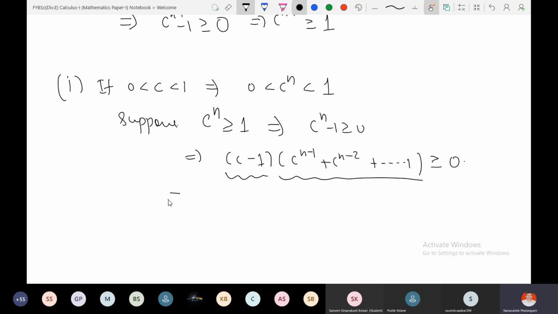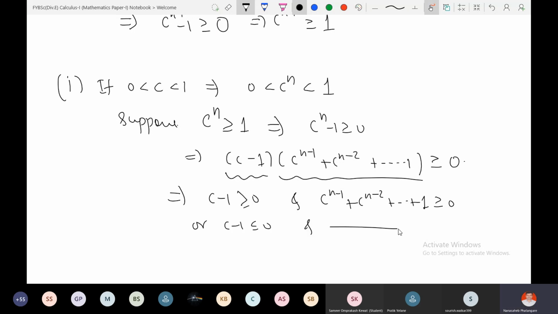What is the conclusion? c minus 1 times c raised to n minus 1 plus c raised to n minus 2 plus ... plus 1 is greater than or equal to 0. Either both are greater than or equal to 0, or c minus 1 is less than or equal to 0 and the second bracket is less than or equal to 0. When I say the product of two brackets is greater than or equal to 0, either both are greater or equal to 0 or both are less or equal to 0. But the second possibility is not there. Why?